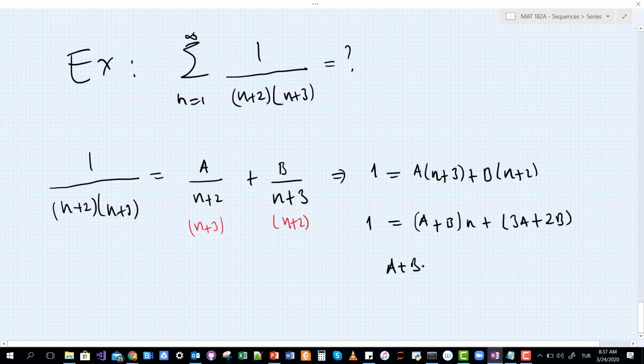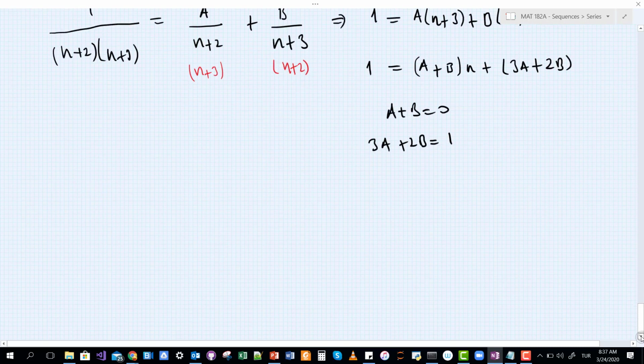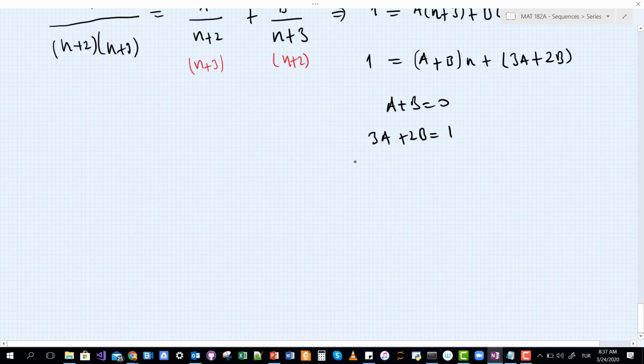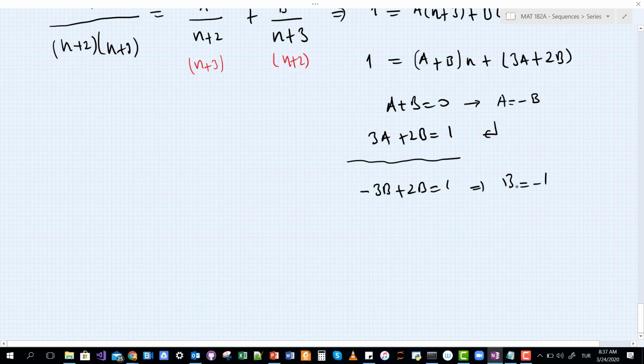a plus b is going to be equal to 0. 3a plus 2b is going to be equal to 1. And I know how to solve this linear system, right? From the first equation, a is going to be equal to negative b. If I use this in the second equation, negative 3b plus 2b is equal to 1. So b is going to be equal to negative 1. If b is equal to negative 1, a is going to be equal to 1. Did you see I found these values?